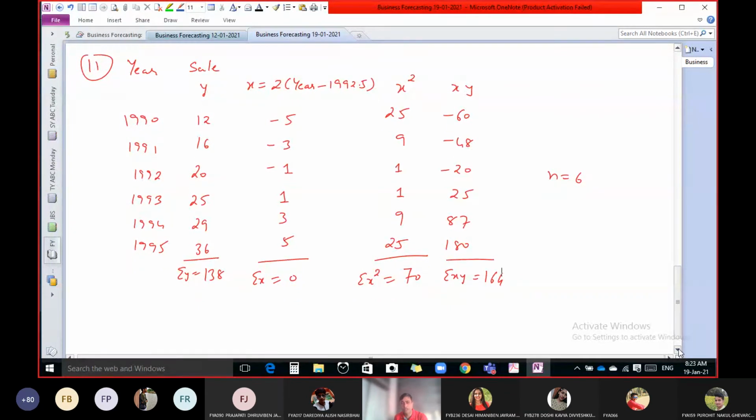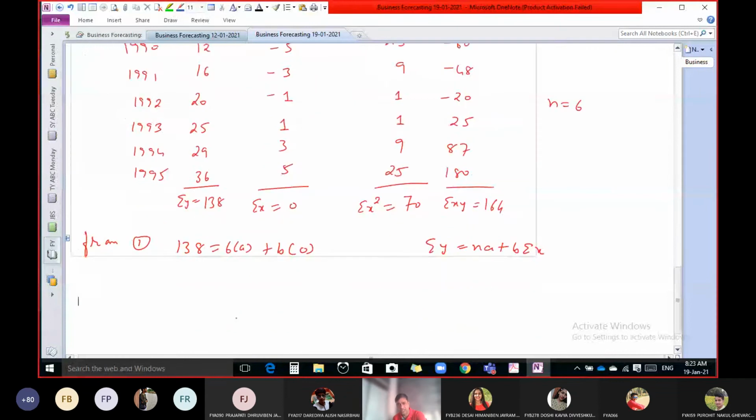From equation 1, our first equation is like this. Substitute all values: sigma y 138 equals n, which is 6, times A plus B into sigma x, that is 0. So we get 6A equal to 138. So A equals 138 divided by 6, which is 23.